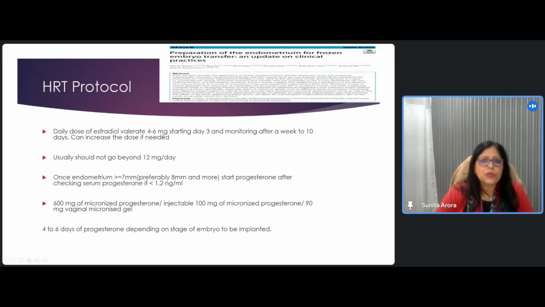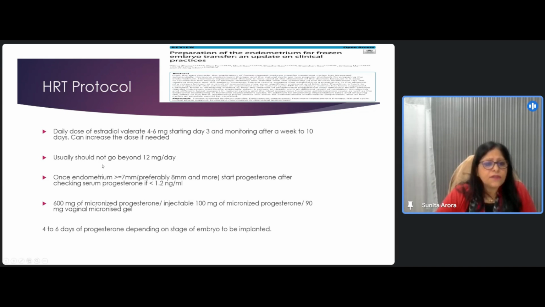So how is the HRT protocol done? The daily dose of estradiol valerate is typically started at 4 to 6 milligram per day. My preferred dose is at least 6 milligram per day, starting day 3 and monitoring after a week to 10 days. Then we can keep on increasing the dose only if needed, because many people make a good endometrium even on 4 to 6 milligram of estradiol valerate.